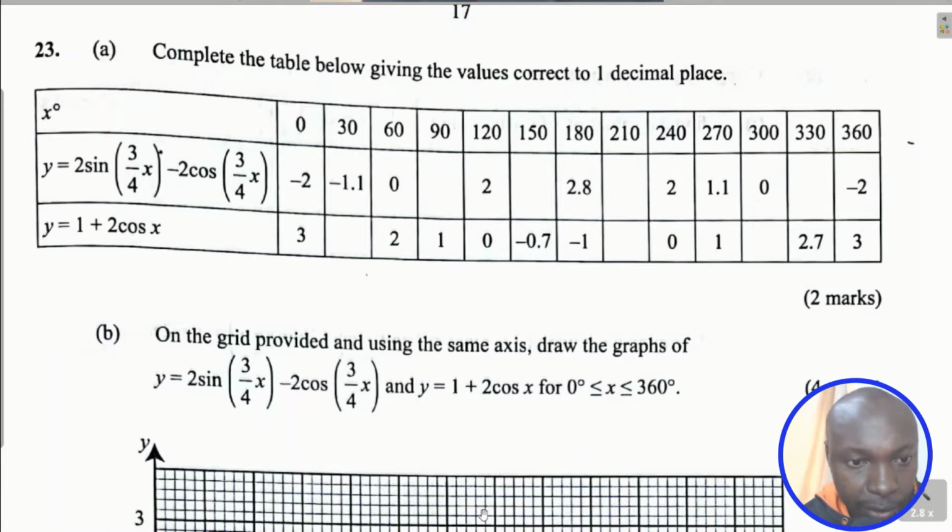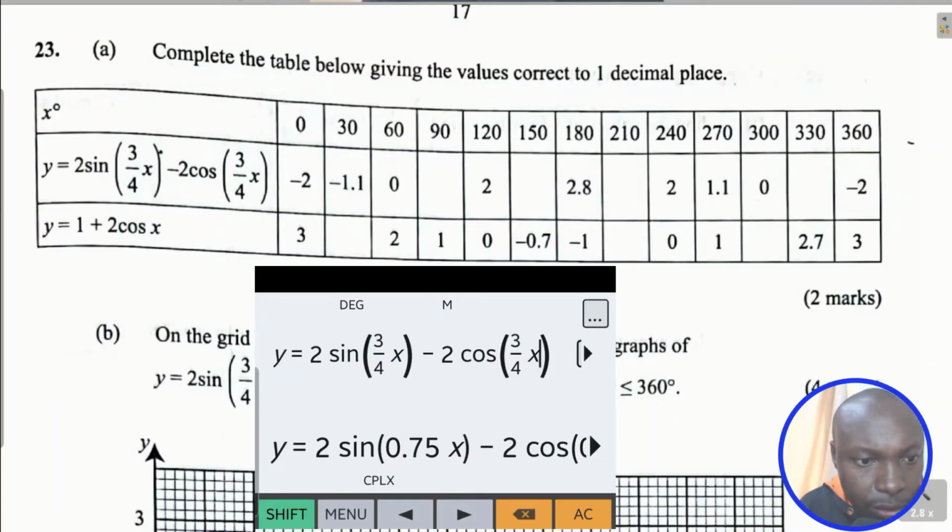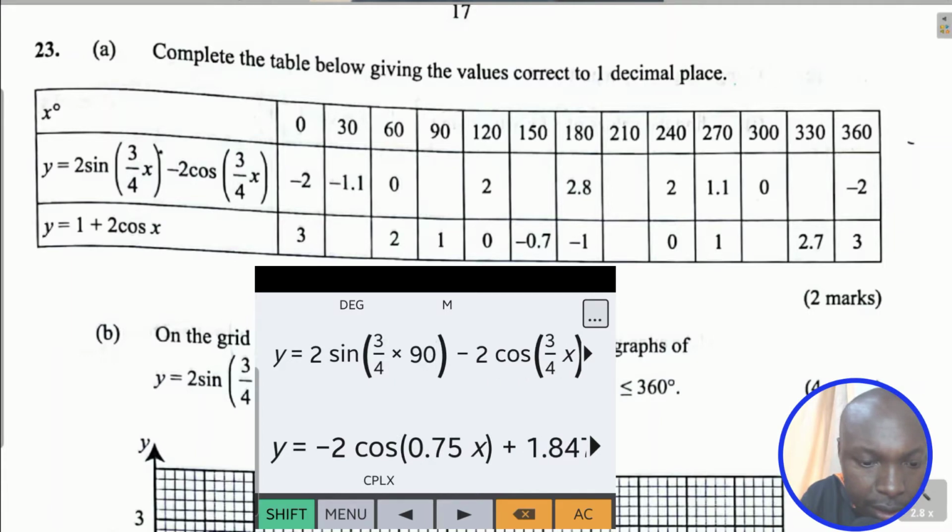So I'll feed the first equation, that is y equals 2 sine 3 over 4x minus 2 cos 3 over 4x, in the calculator, and then I'll only be substituting the value of x in that equation. So let us go straight to that. The equation is there, y equals 2 sine 3 over 4x minus 2 cosine 3 over 4x. The first angle is 90, so I just substitute 90 where I have x.